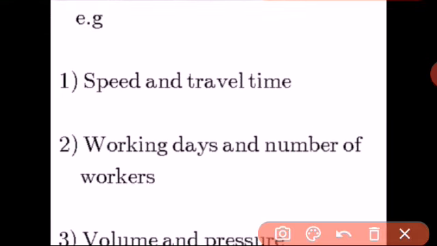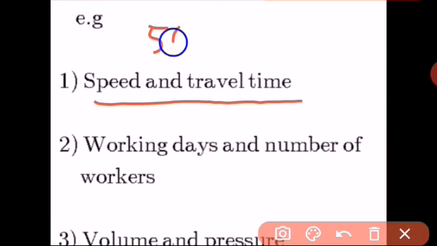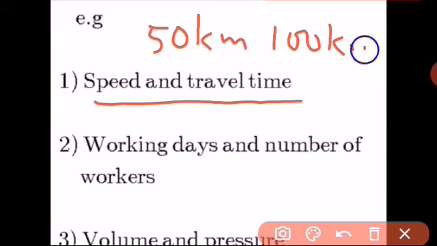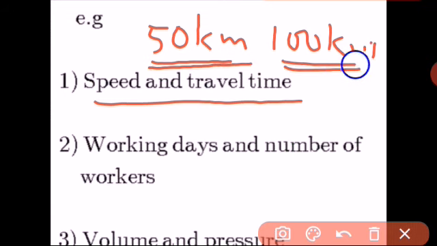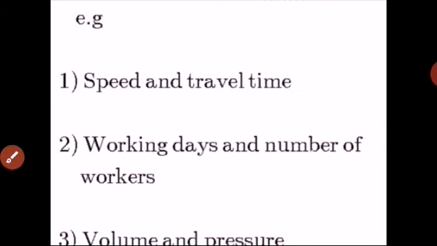inverse proportion? Speed and travel time. If you are driving at a speed of 50 km per hour, if you increase it to 100 km per hour, then if it is covered in 1 hour, it will be reached within half an hour. As the speed increases, travel time will decrease. As one increases, another will be decreased. This type of proportion is called inverse proportion.